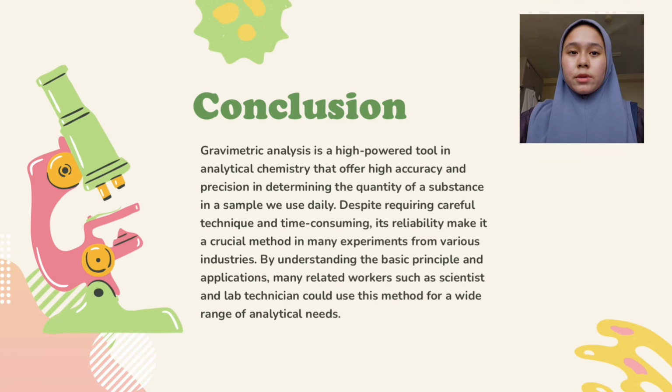To conclude everything that we have discussed in this presentation, we know that gravimetric analysis is a high-powered tool in analytical chemistry that offers high accuracy and precision in determining the quantity of a substance in a sample that we use daily, like food and water. By understanding the basic principles and applications, many related workers such as scientists and lab technicians could use this method for a wide range of analytical needs.